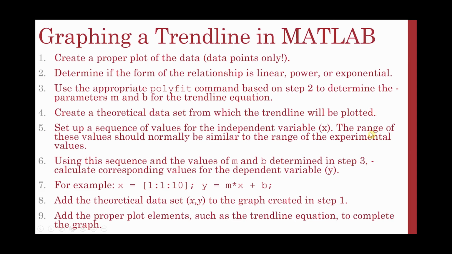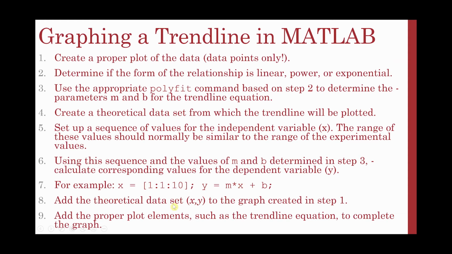We set up a sequence of values for the independent variable, or our x-axis. The range of these values should normally be similar to the range of the experimental values. Then, using the sequence and the values of m and b determined in step 3, we calculate the corresponding values of our dependent variable on the y-axis. For example, if x goes from 1 to 10 in steps of 1, y is equal to mx plus b.